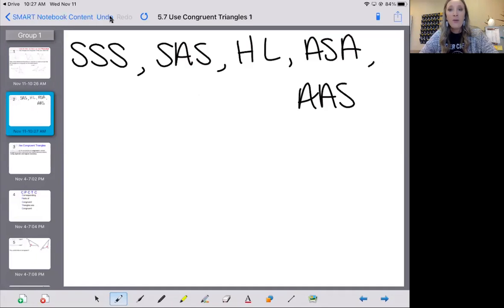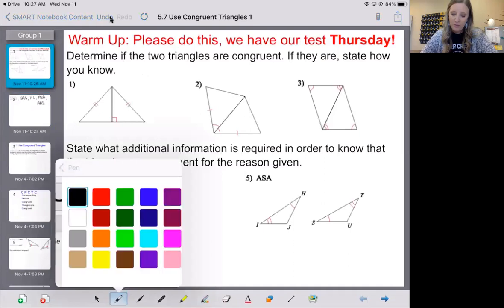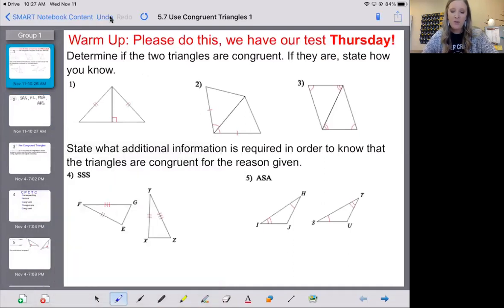Okay, so on the warm-up, we're going to use these 5 shortcuts. So make sure that you have these handy and that you can recall them as we're working. All right, so the first 3 problems at the top here, it says we need to determine if the triangles are congruent. And if they are, then you're going to state how you know.